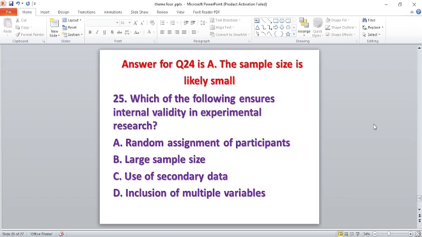Question number 25. Which of the following ensures internal validity in experimental research? A. Random assignment of the participants. B. Large sample size. C. Use of secondary data. D. Inclusion of multiple variables. The answer for this question is A. Random assignment of participants.